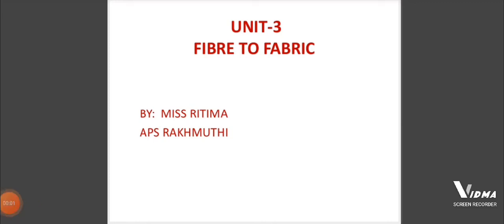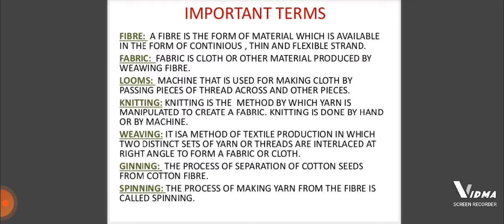Hello everyone. Today I'm going to start unit 3 of class 6 and the name of the unit is Fibre to Fabric. Before I start the unit, I would like to discuss some important terms. The first term is fiber. A fiber is a form of material which is available in the form of continuous thin and flexible strand. So in short, I can say fiber is a thread-like structure which is thin and flexible.